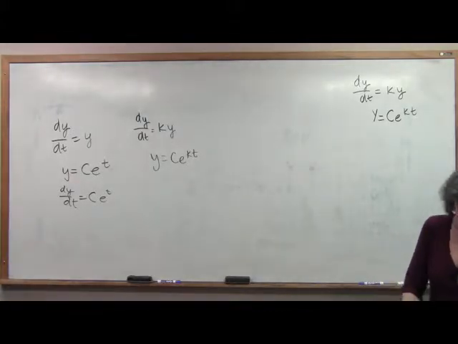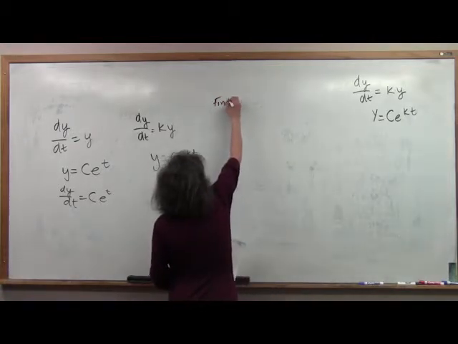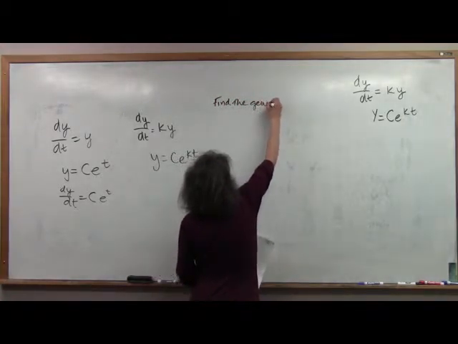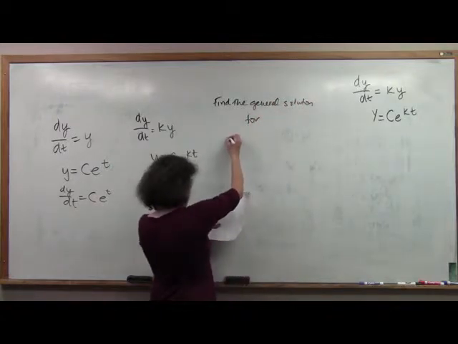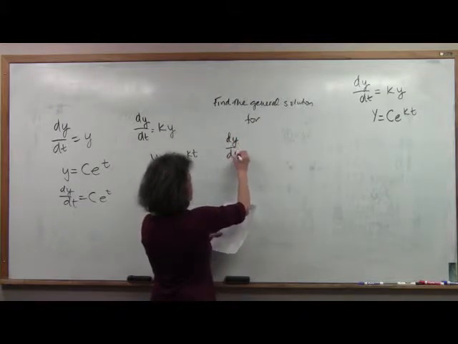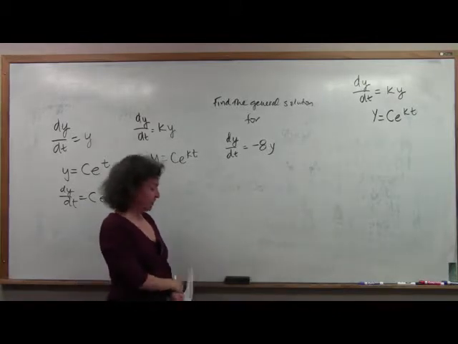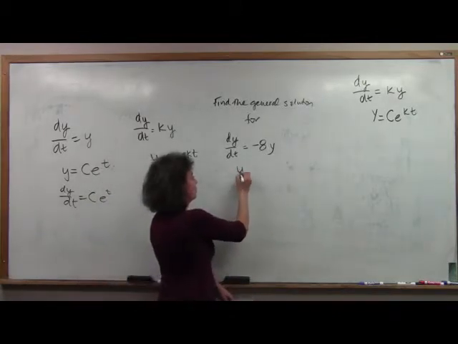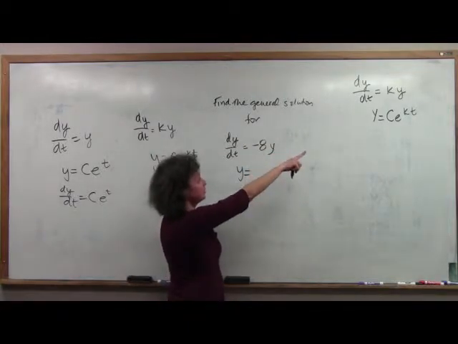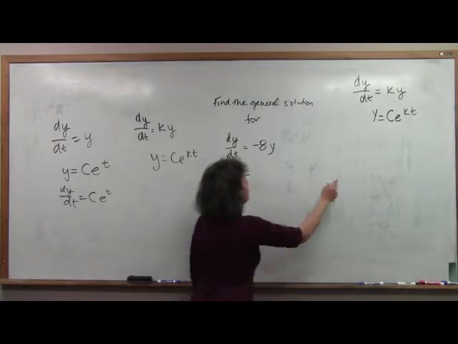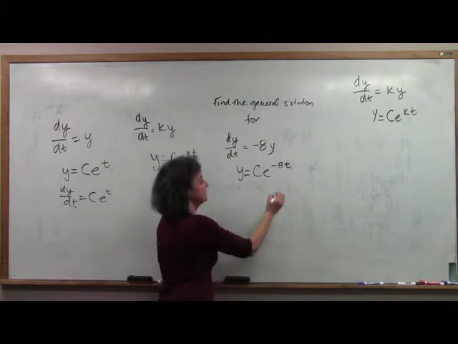Okay? So, what if I want us to find the general solution for, how about dy dt equals negative 8y? Well, notice the number in front of your function is what the k is in your exponential. So it would just be c e to the negative 8t.